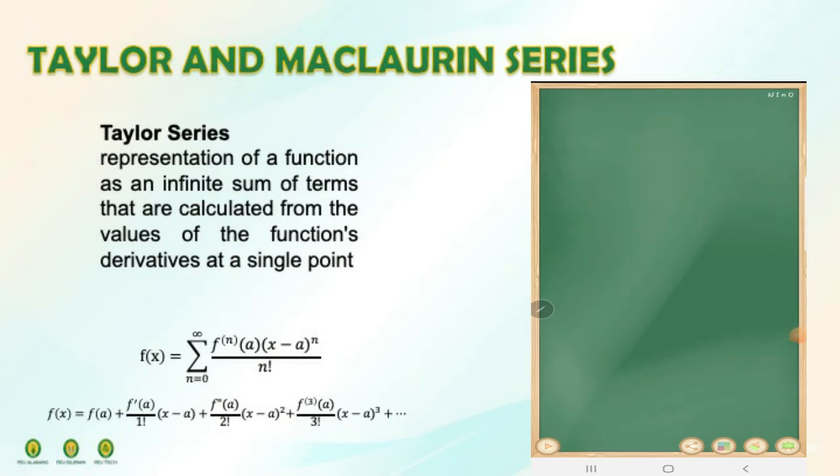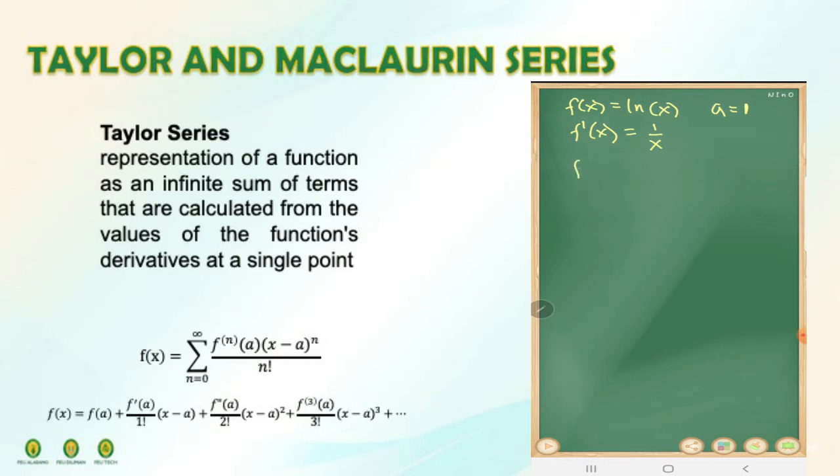Okay, let's have an example of a Taylor series. Find a Taylor series for the function f of x equal to ln of x centered at a equal to 1. Since in our Taylor series we need the derivatives of the function, let's first solve for the derivatives of ln of x. If f of x is equal to ln of x, then f prime of x, the first derivative, is equal to 1 over x.